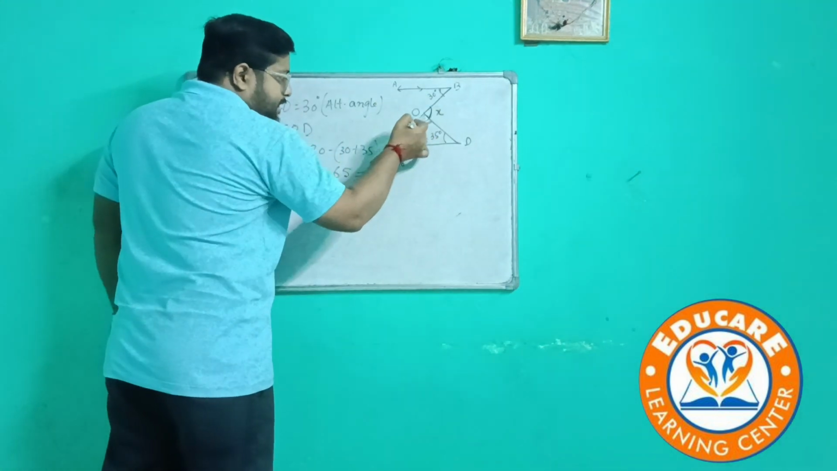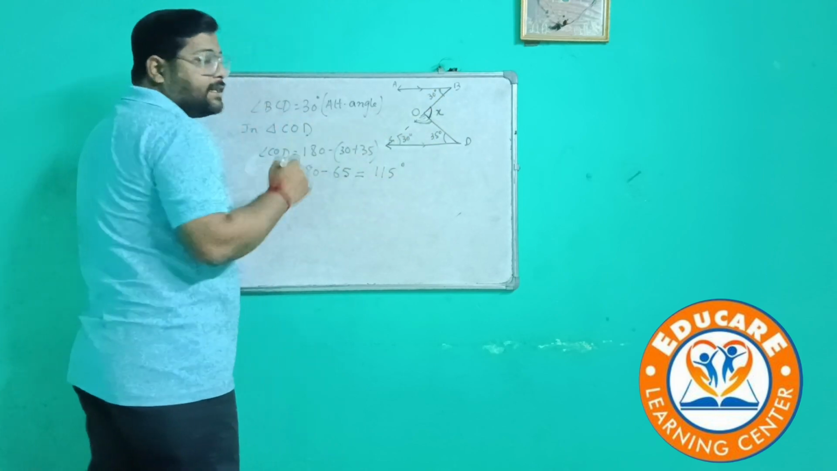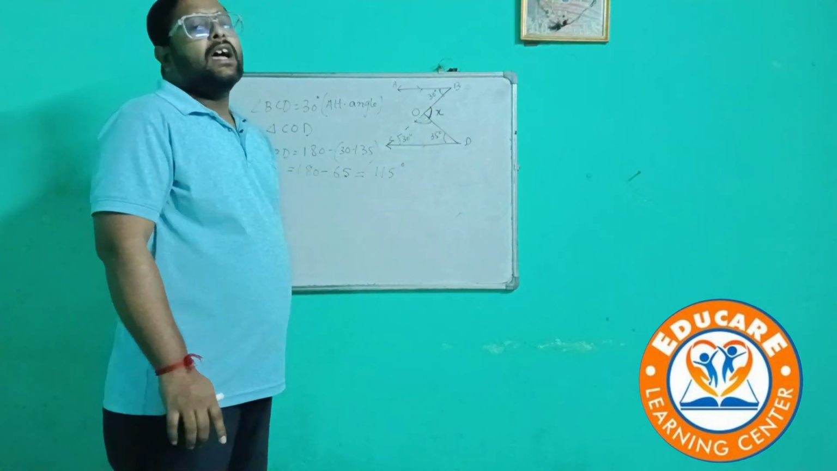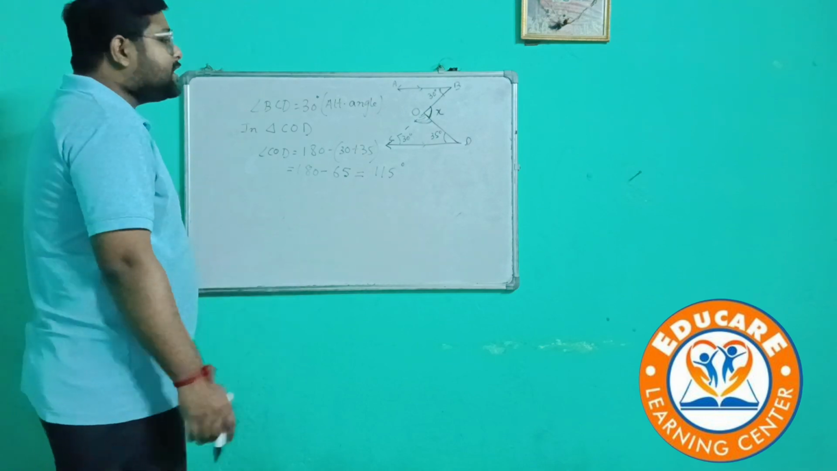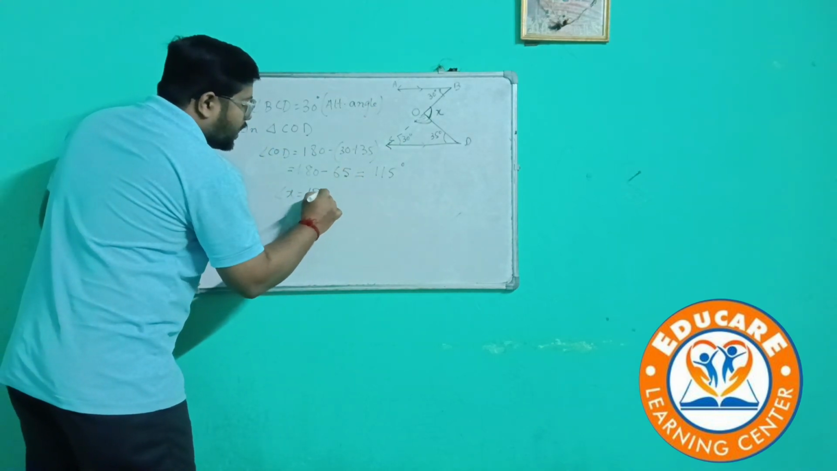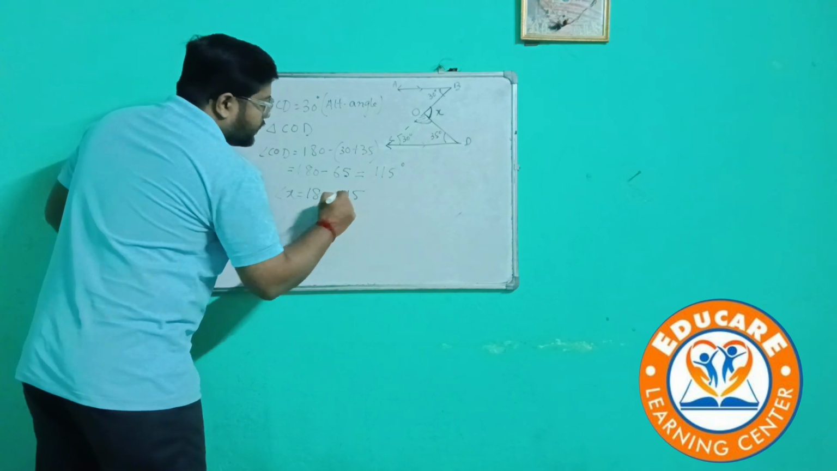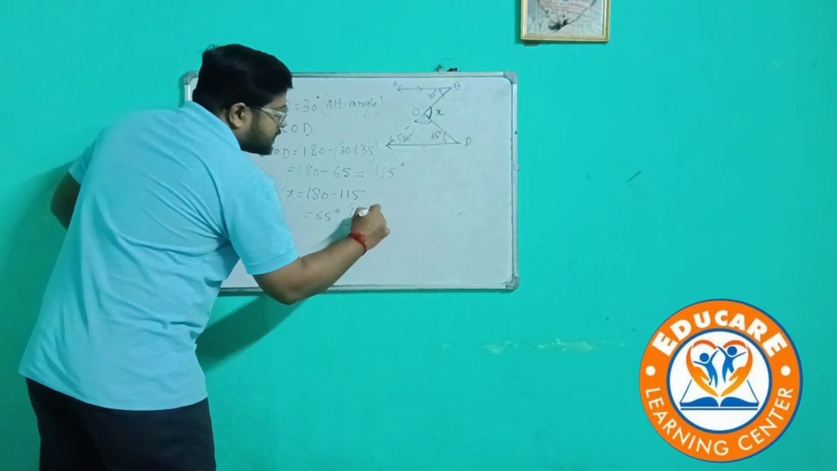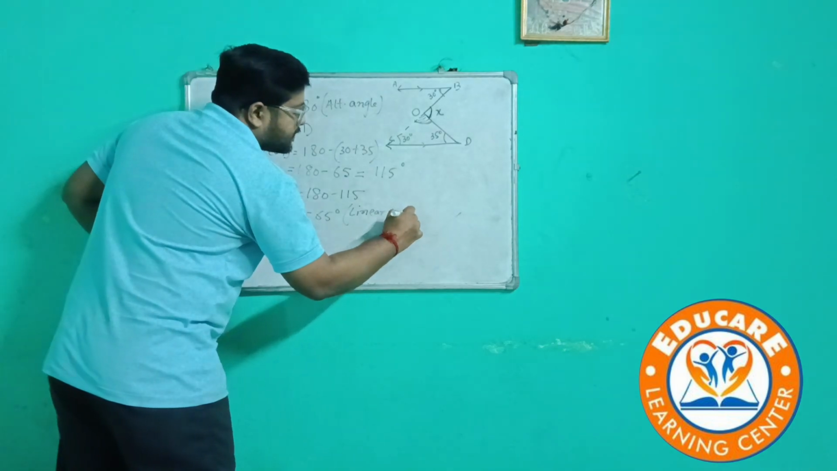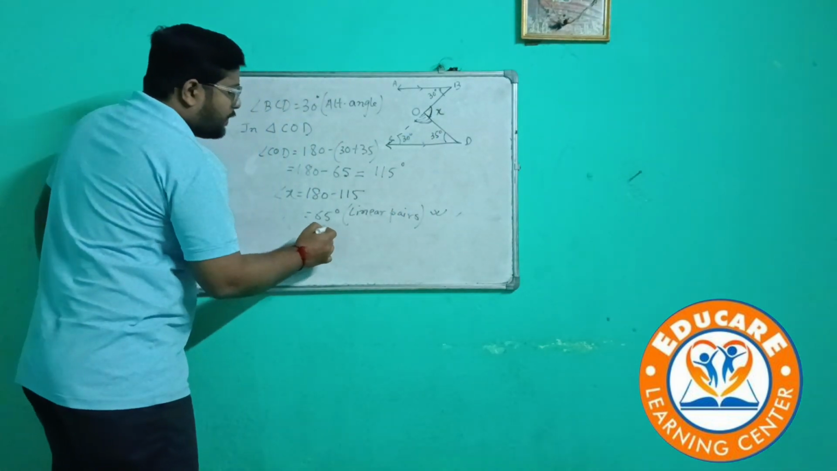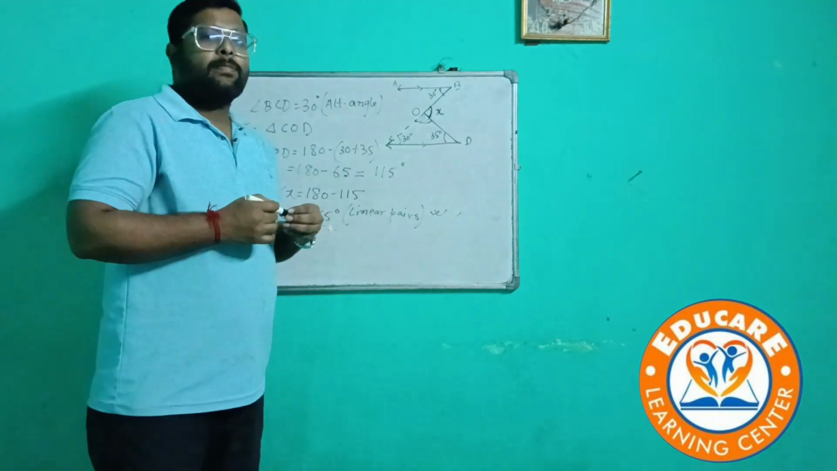Now if we look at this drawing properly, this is a straight line and two angles which comprise a straight line are always 180 according to the linear pairs concept. So we can write angle x is equal to 180 minus 115, that is 65 degrees. You need to give the reason. These are linear pairs. So angle x is 65 degrees, which is your final answer. Done.